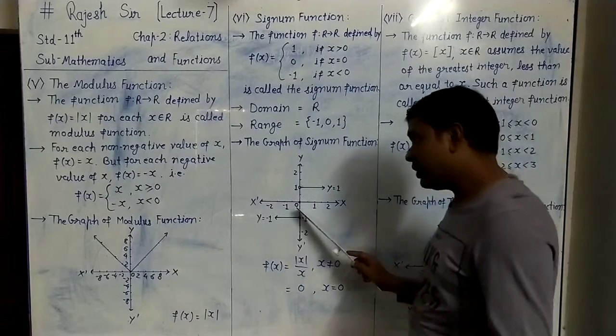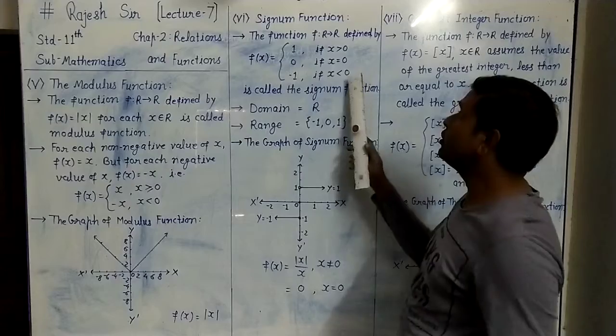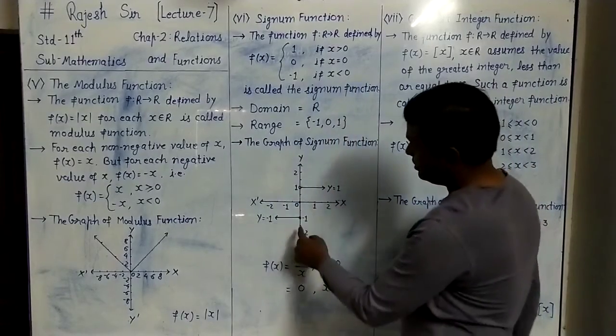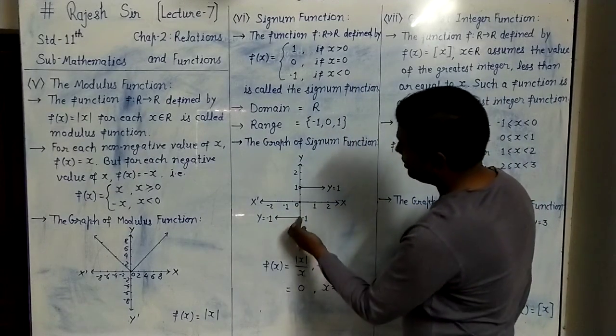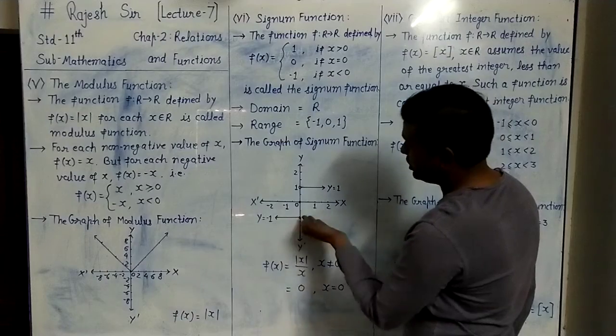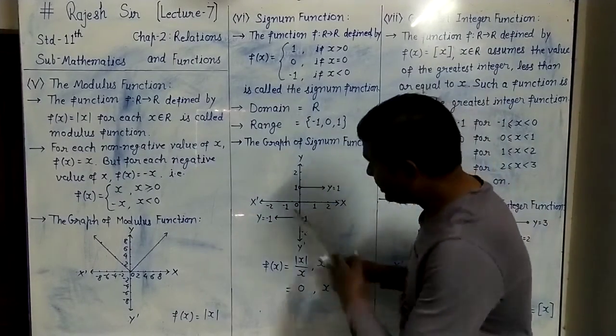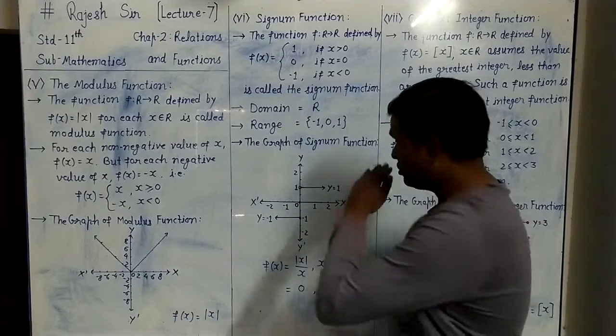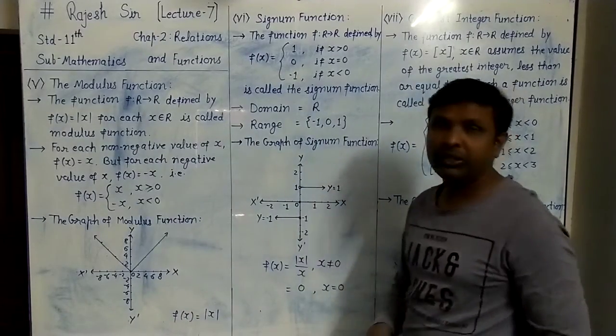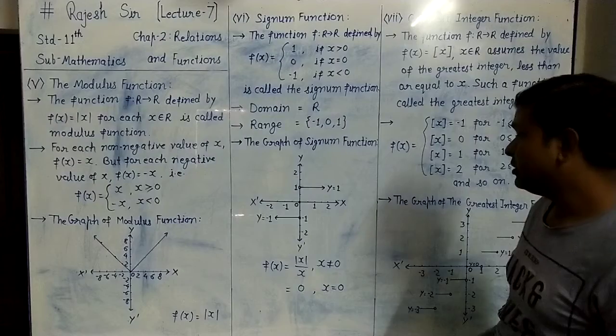For 0 it is 0 again, and for x less than 0, meaning not 0 but less than that, it will always have minus 1. So it is the line showing f(x) or y equals minus 1 for all x less than 0 values. So this side the line goes. This way we have the graph of the signum function.